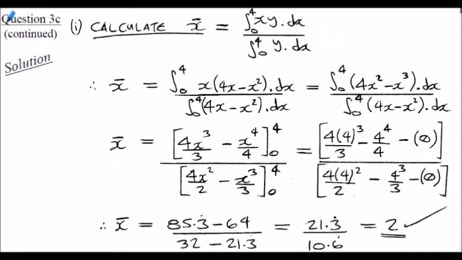Question 3c, solution continued. Firstly, we're going to calculate x bar using our standard formula. Our limits here, of course, are 0 and 4 as derived on the previous slide. I'll let you work through the solution at your own pace. For x bar, you should find the value is 2 units. Again, no dimension stated here.